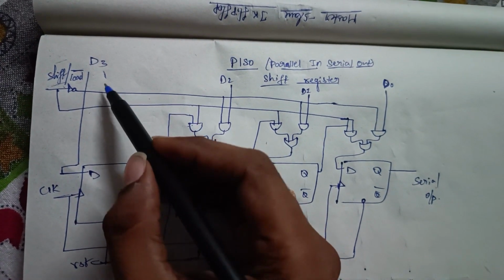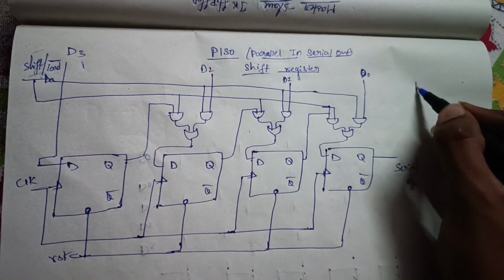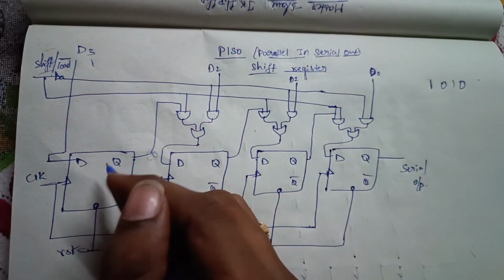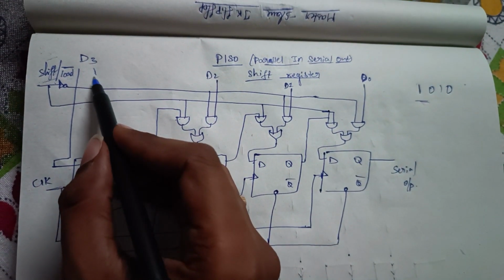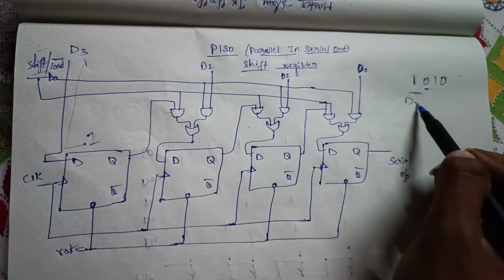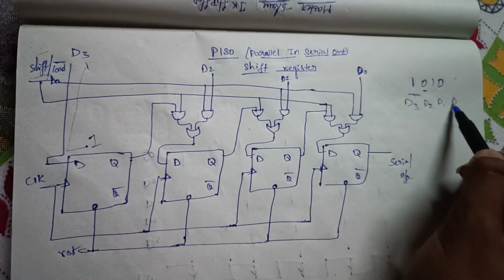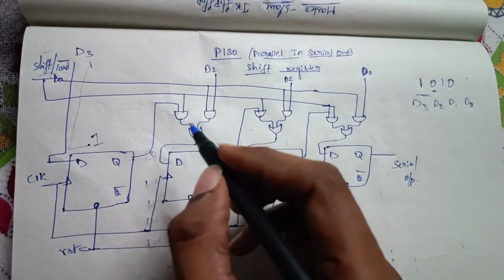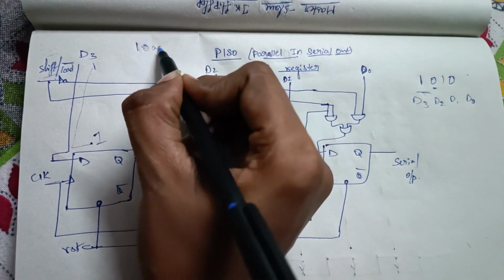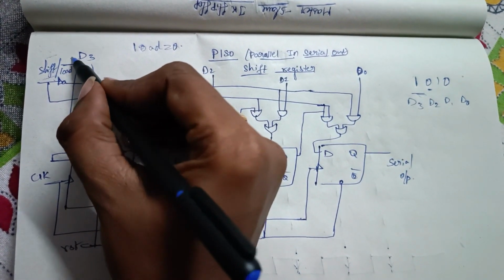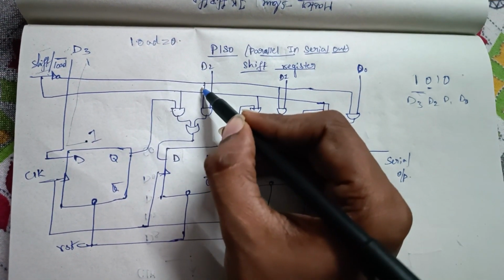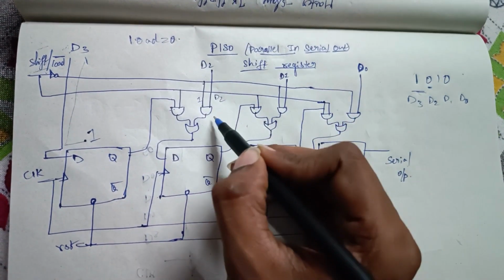Now we will see it here first. I want to give the input as 1 0 1 0. The first bit 1 will be directly given to the first flip-flop. Here I will write D3, D2, D1 and D0. Now I am making the signal load equal to 0, that means the load will be active. So here the shift signal is 1, and the output will be D2.